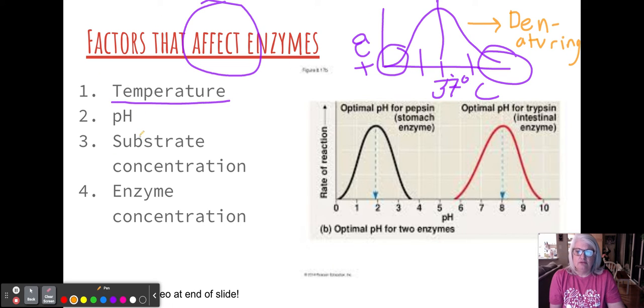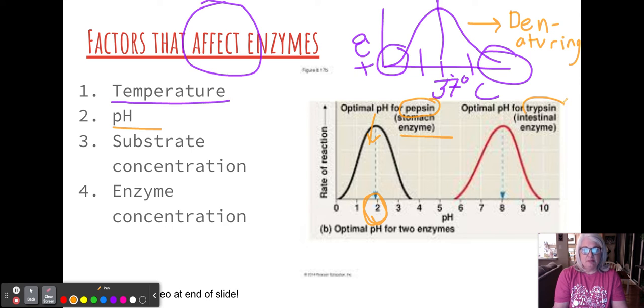pH can also really affect enzymes if you look here. So pepsin is a type of enzyme that's found in your stomach. Now your stomach has a lot of acid, right? So it's going to have an acidic pH. So it has a pH of about 2, which makes sense for the pepsin to work the best in that environment. Whereas trypsin, which is found in your intestines, which thank goodness are not acidic, works best at a pH of about 8, so a little bit alkaline. So pH also definitely affects it and can also denature enzymes.